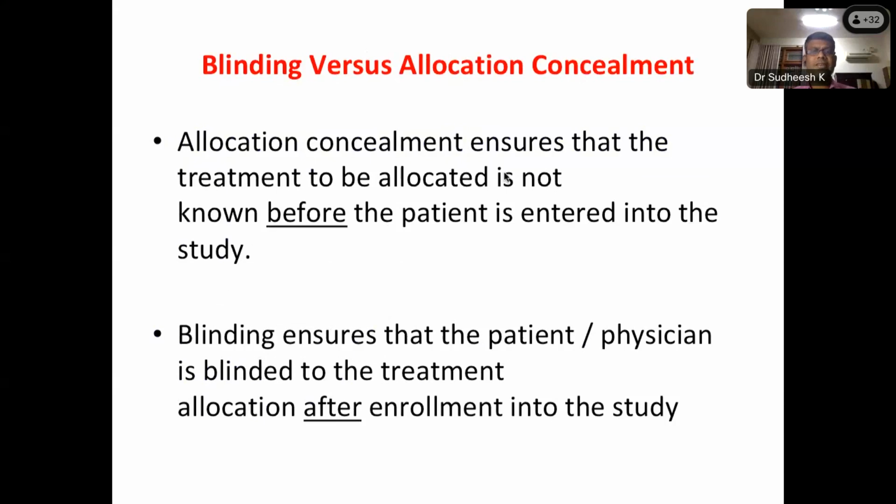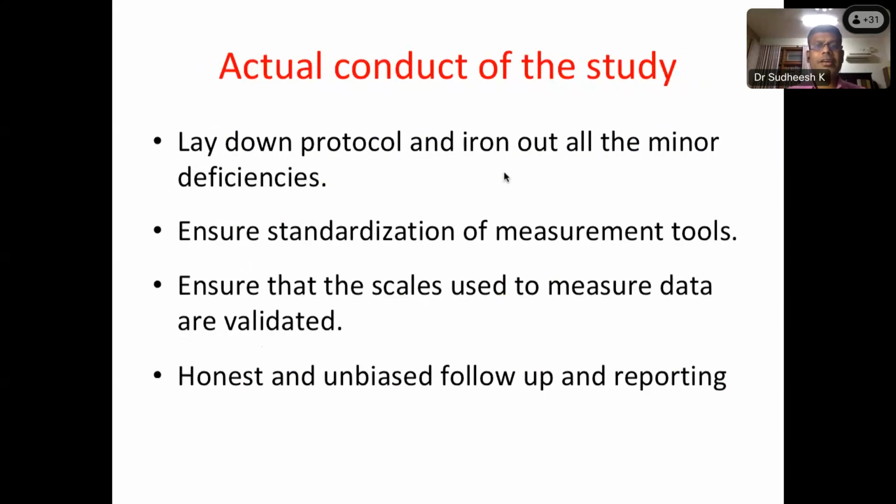So what is the difference between blinding versus allocation concealment? Allocation concealment ensures that the treatment to be allocated is not known before the patient enters the study, whereas blinding ensures that the patient and physician are blinded to the treatment after the patient gets enrolled in the study. That is the difference between blinding and allocation concealment.